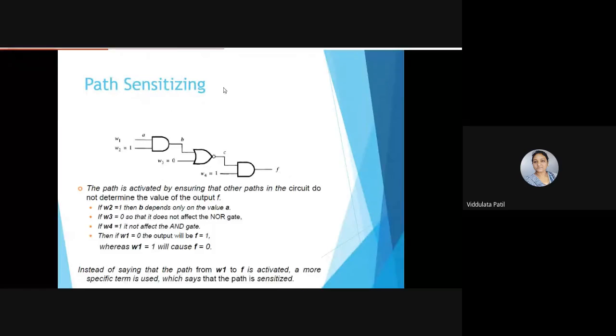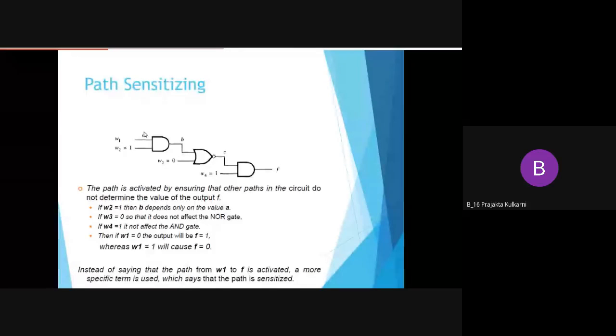Now suppose we will take one example. We have W1 is equal to 1. Now A is stuck at 0. Are you getting my question? W1 is equal to 1, but A is stuck at 0. What will be your output?